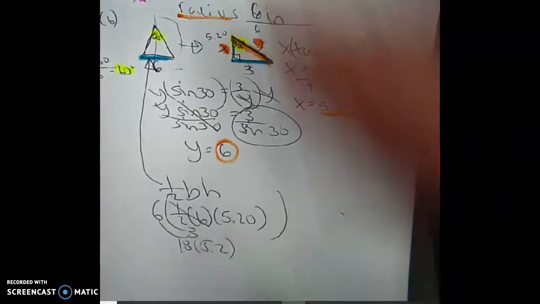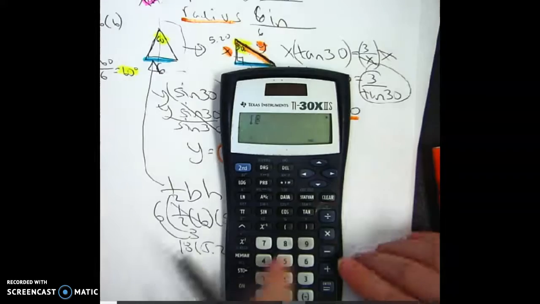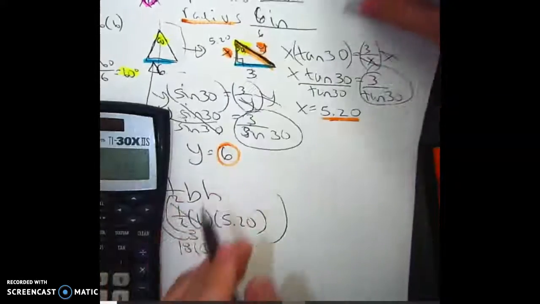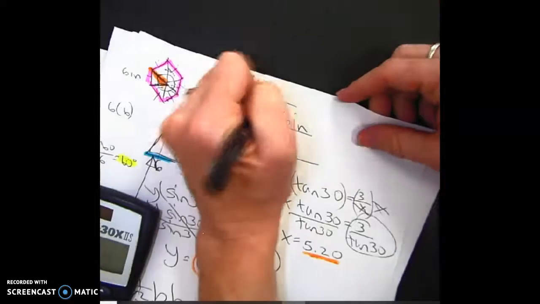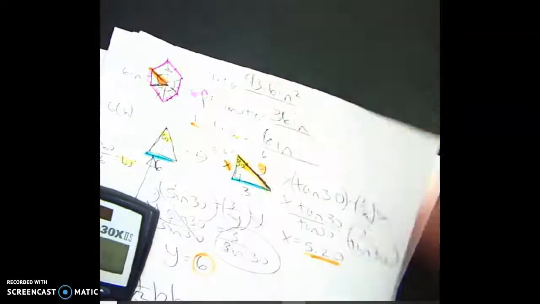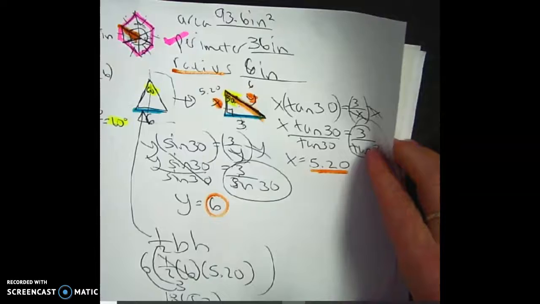And now I'll pick up my calculator, and I get 93.6. I finally figured out the area. Okay? I'm not going to do another example of that one. That one took way too long. All right? And that's okay.